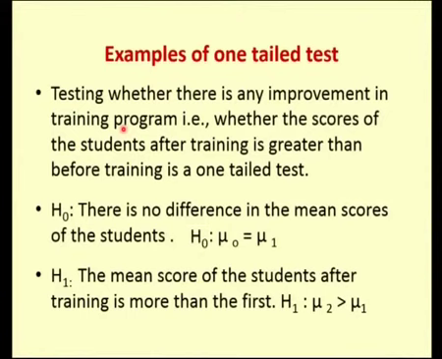Now, an example of my one-tailed test: whether there is any improvement in the training program, or whether the scores of the students after the training program are greater than before the training program, is always a one-tailed test. In my null hypothesis, it is always of no difference. So, there is no difference in the mean scores of the students. That means before training as well as after training they are equal in my null hypothesis, whereas in my alternative, the mean score after training is more than before, that is, in your H1, mu2 is greater than mu1. So, therefore, we are considering only one case of this, therefore it is a one-tailed test.